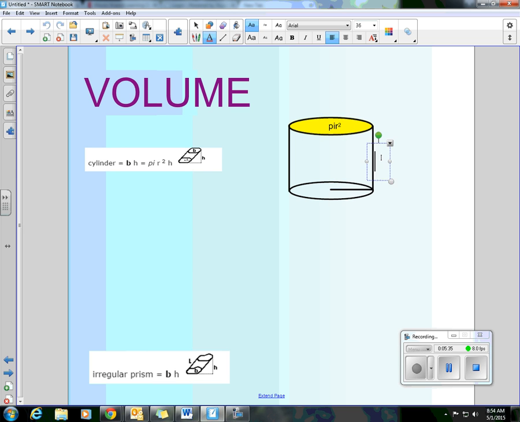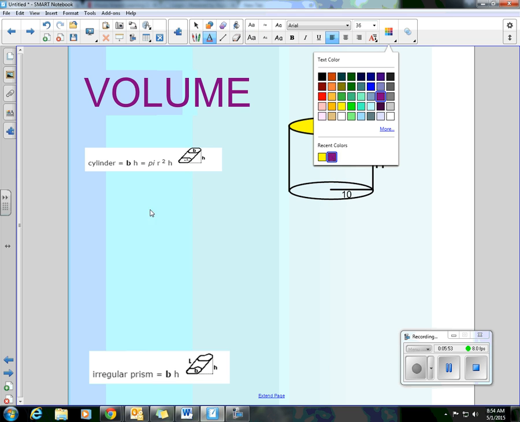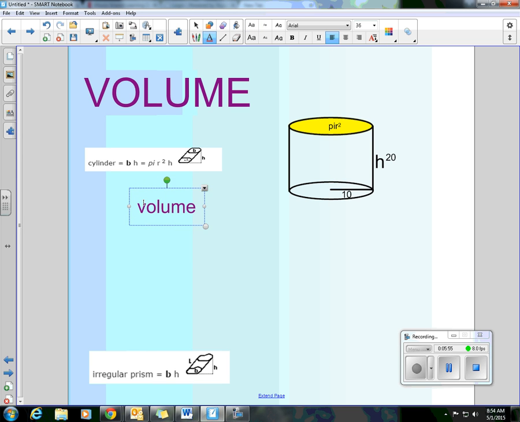And then this part over here is the h. So if I was to come up with some numbers, let's say that the radius of this is 10. Let's say that the height of this is 20. And I should be able to fill in all that I need to know. I'm going to use a calculator because I don't know this stuff off the top of my head.